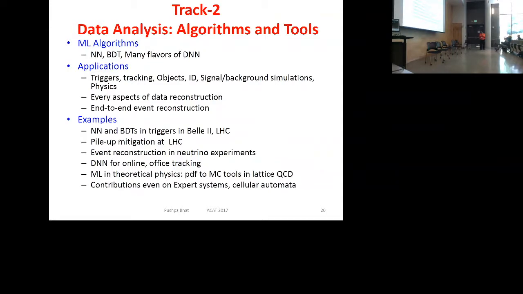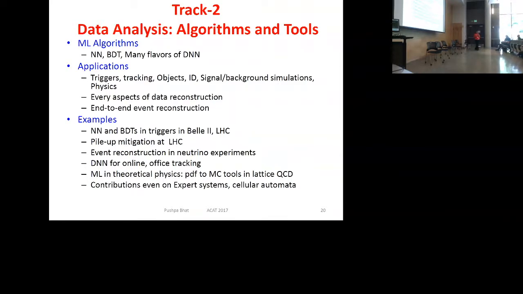So let me show a few things about track 2, data analysis and algorithms and tools. And of course, it was predominantly machine learning algorithms such as the neural networks, BDTs, and many flavors of DNN. Applications in all sorts of things. Actually, those of us who have been proponents of this for decades have been saying that in every aspect of data reconstruction and data processing, we would want to use these machine learning algorithms, and that is actually coming to fruition now.